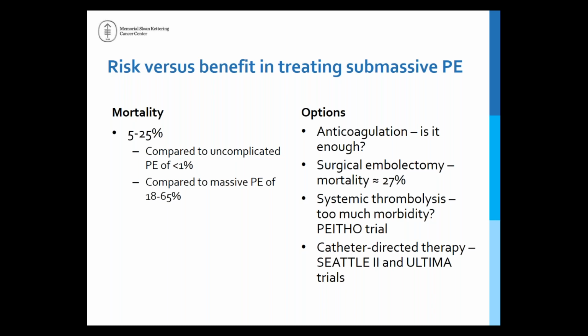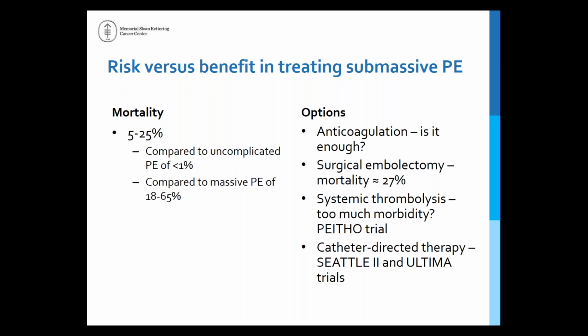So what are our options to treat this entity? Anticoagulation isn't enough, because these patients do have right ventricular compromise. And should we do surgical embolectomy? Well, the mortality rate of surgical embolectomy is about 27%, and the mortality rate of submassive PE is only up to 25%, so that doesn't really make sense. How about systemic thrombolysis? Does it provide too much morbidity for submassive PE? And how about other options, catheter-directed therapy? And we'll go over a few trials.